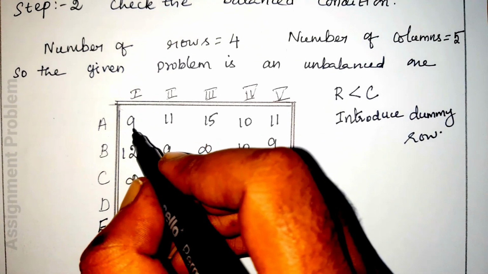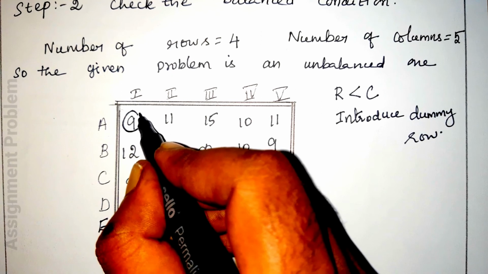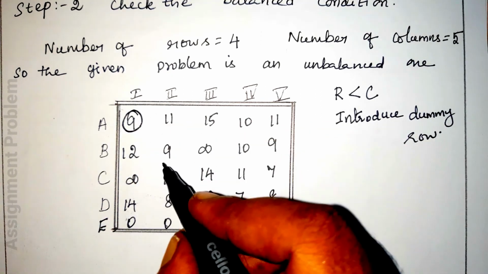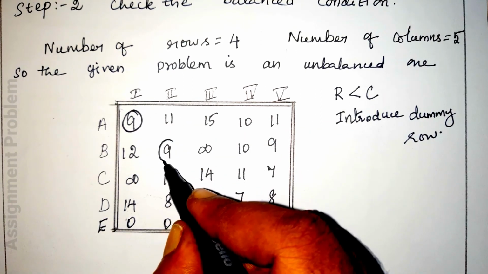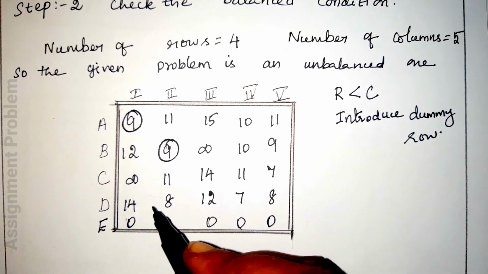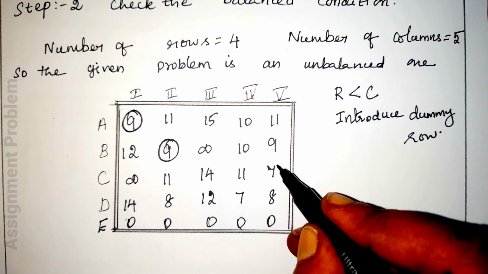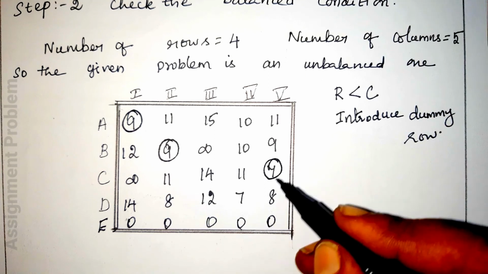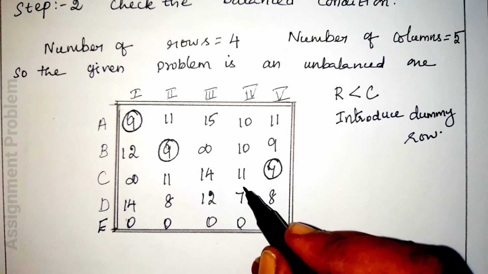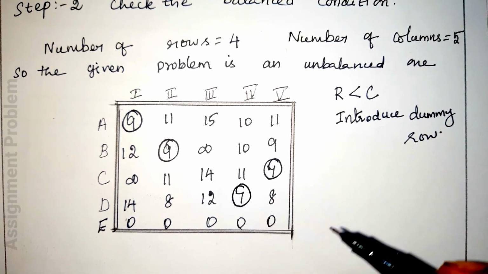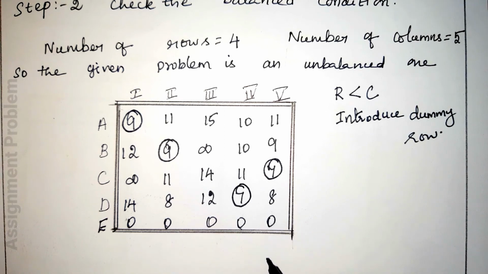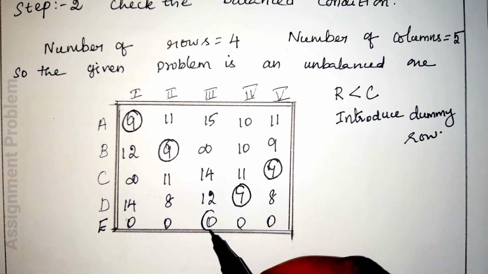Mission A allocated to location 1, the cost is 9. Mission B allocated to location 2, the cost is 9 again. Mission C allocated to location 5, so the cost is 7. Mission D allocated to location 4, the cost is 7 again. Mission E, the location is 3, so the cost is 0.